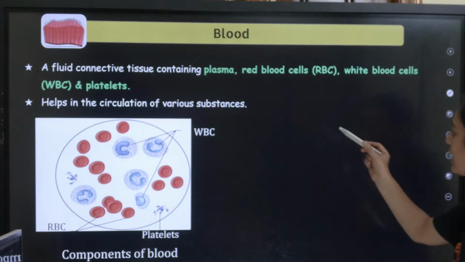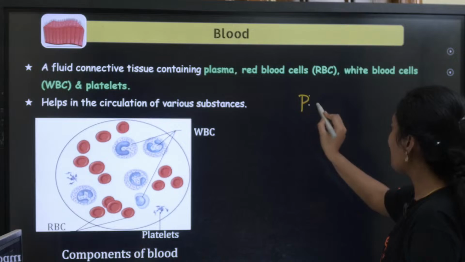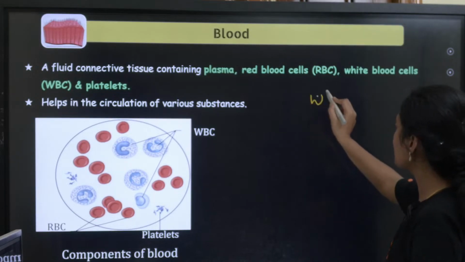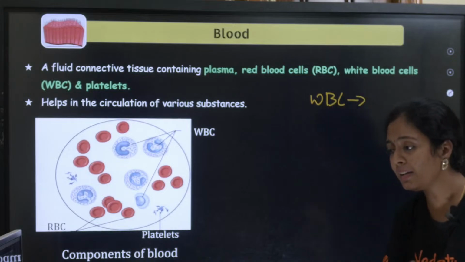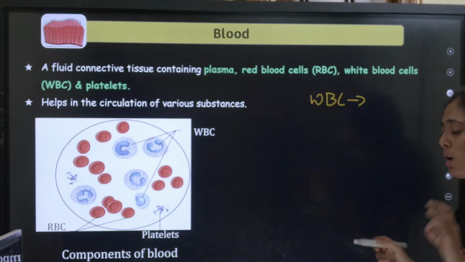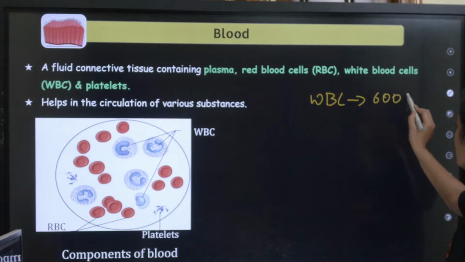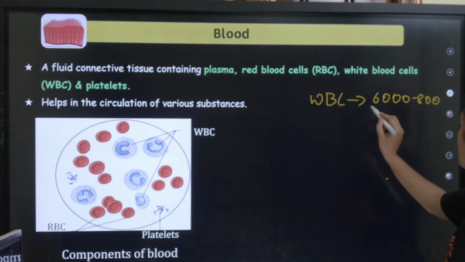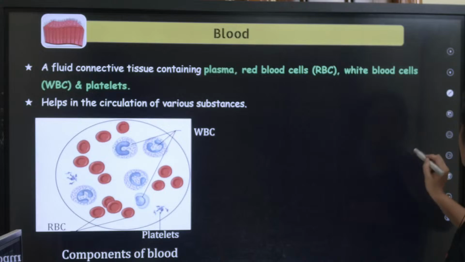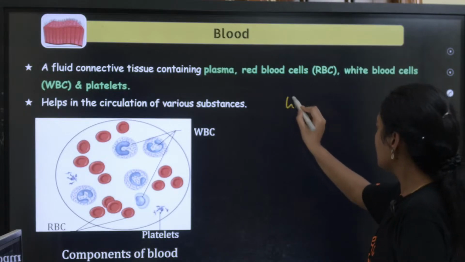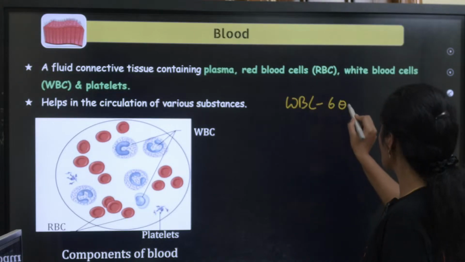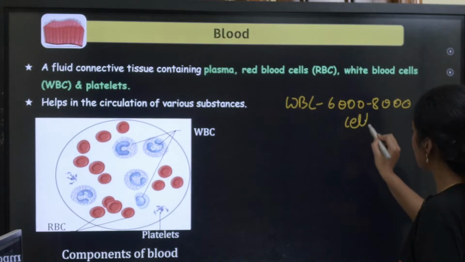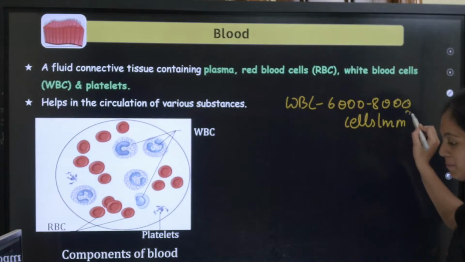Okay. What is the last kind of blood cell? Platelets. Another important thing is your WBC count. Does anyone know what a WBC count is? Anybody? Does anyone know how many WBC we have in our body? 6000 to 8000 cells per mm cube. One second, let me write it down. WBC is 6000 to 8000 cells per mm cube of blood.